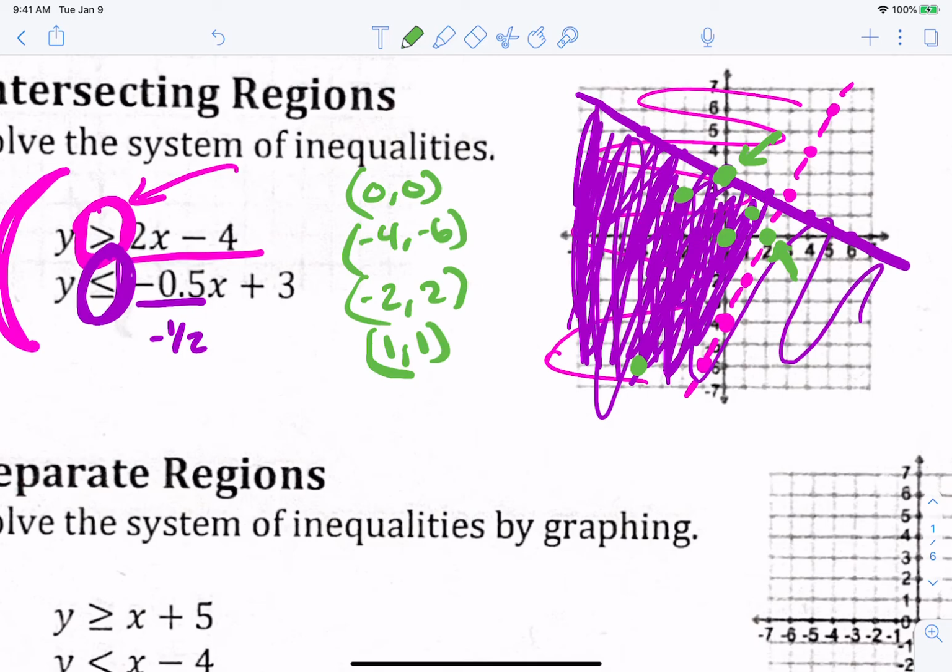Now, you might have some that are in this region that fit one equation or some that are in this region that fit one equation but not both. So the solution is the region that's double shaded. Does that make sense? Okay?